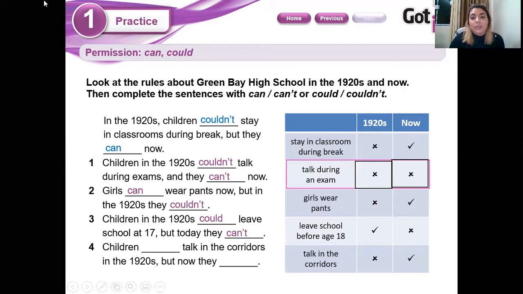Okay, guys, just something. You learned this in Team 1, Team 2, Team 1 probably. If you see this word here, but, it means that the meaning or the connotation of the sentence changes. Então, toda vez que tem um but, a ideia, a partir dali, muda. Se a frase que está antes é positiva, com but, quando continuar, é negativa. E vice-versa, ok? Só para relembrar vocês. And then, number 4, children couldn't talk in the corridors in the 1920s, but now they can. So number 4 is the opposite. Ele começa com uma negativa e agora ele tem uma positiva por causa do but.